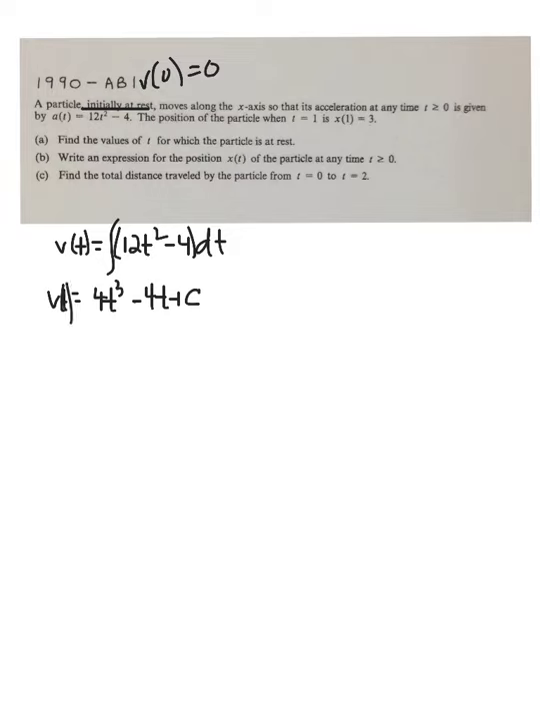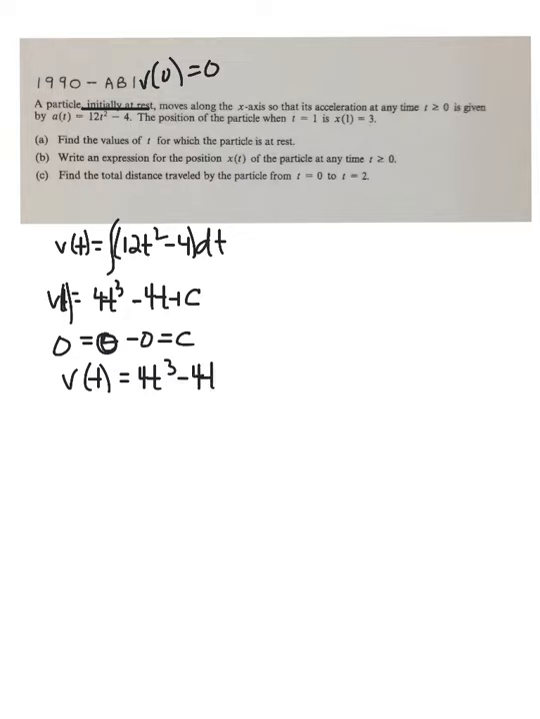Okay, now let's go back to the fact that they gave us that v of 0 is equal to 0. So I'm going to plug in 0 for t, and set it equal to 0. That would give me 0 minus another 0 equals c. So you can see, obviously, that c is 0. That means your velocity equation is 4t cubed minus 4t.